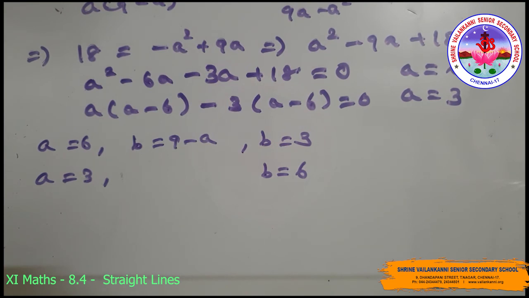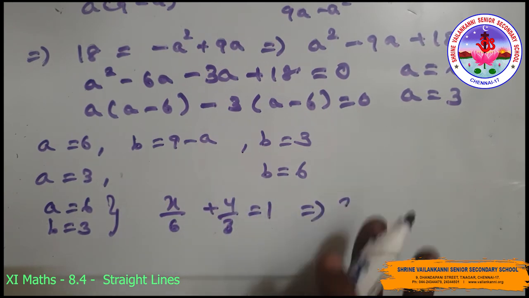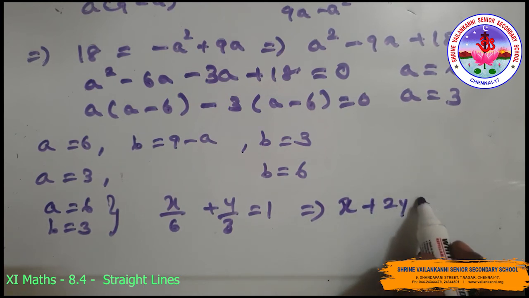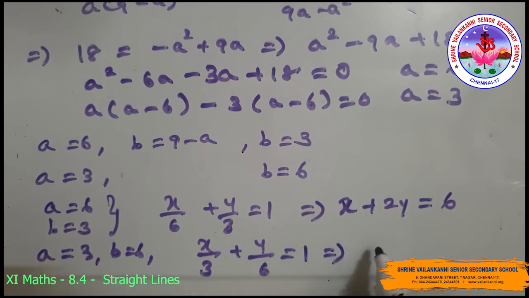Now substituting this in the equation of line in intercept form. So when a is 6 and b is 3, the equation of the line is x by 6 plus y by 3 equals 1, which is x plus 2y equals 6. And when a equals 3, b equals 6, we get x by 3 plus y by 6 equals 1, which gives 2x plus y equals 6.